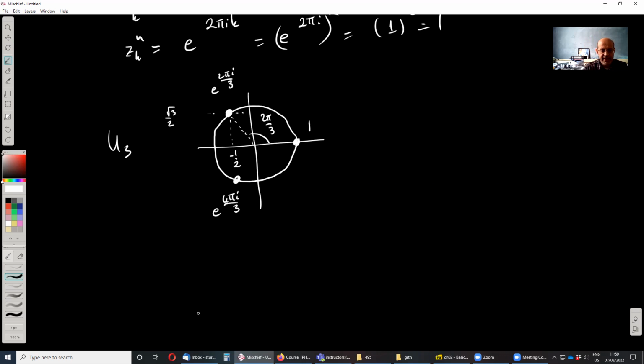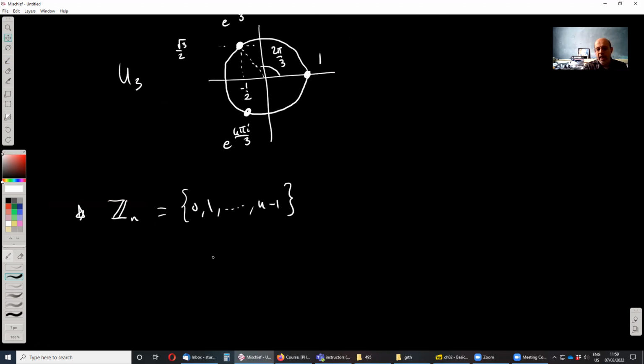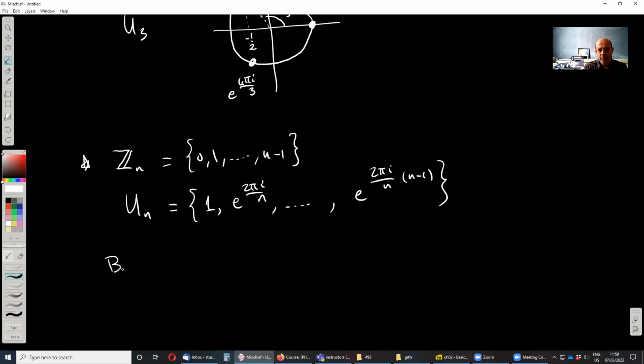Why am I talking about this? This is the idea in here, right? The group Zn together with the addition operation, so let's just remember this, and the group Un with the multiplication operation, they are actually isomorphic groups. The two groups are the same, sorry. So that's e to the 2 pi i over n to the power n minus 1, right? Both groups are isomorphic.